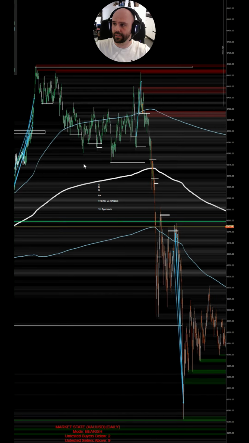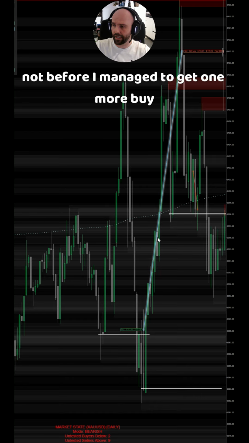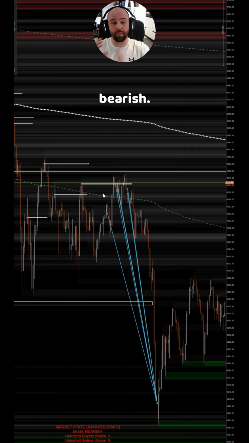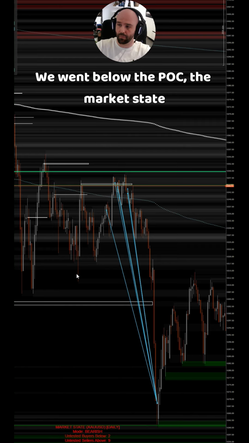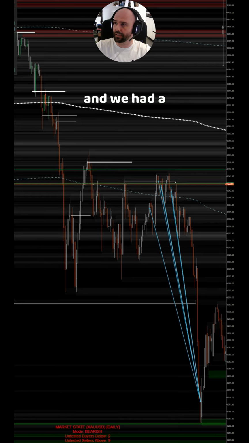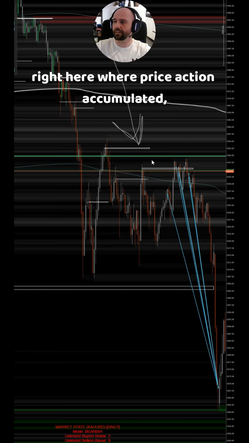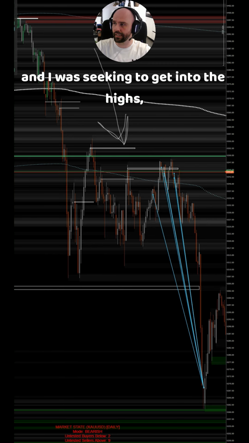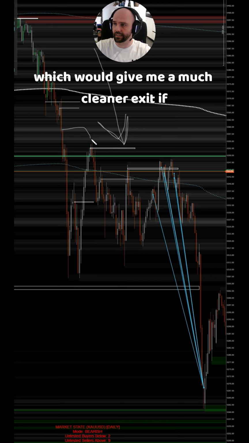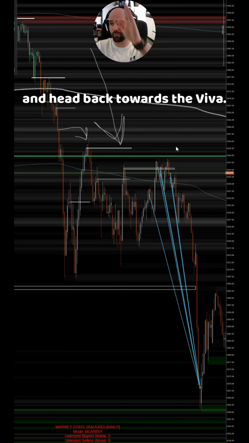What happened next is that the market turned around. Not before I managed to get one more buy entry here, but then everything turned bearish. We went below the POC, the market state turned bearish, and we had a pretty solid buildup right here where price action accumulated, and I was seeking to get into the highs, which would give me a much cleaner exit if we reclaim this area and head back towards the VWAP.